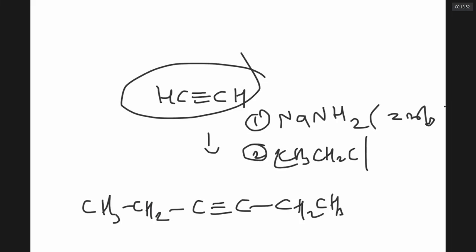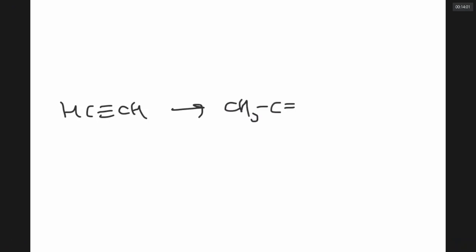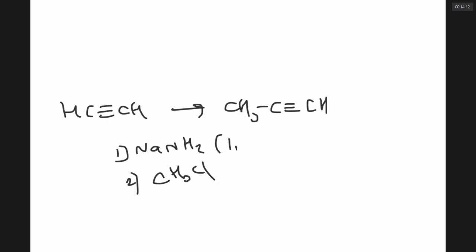Now, sir, I am starting with this. I have converted this into propyne. How can I do that, sir? First, I react with 1 mole of NaNH2, and then I will put the methyl chloride. Once you got propyne, you react with HCl.